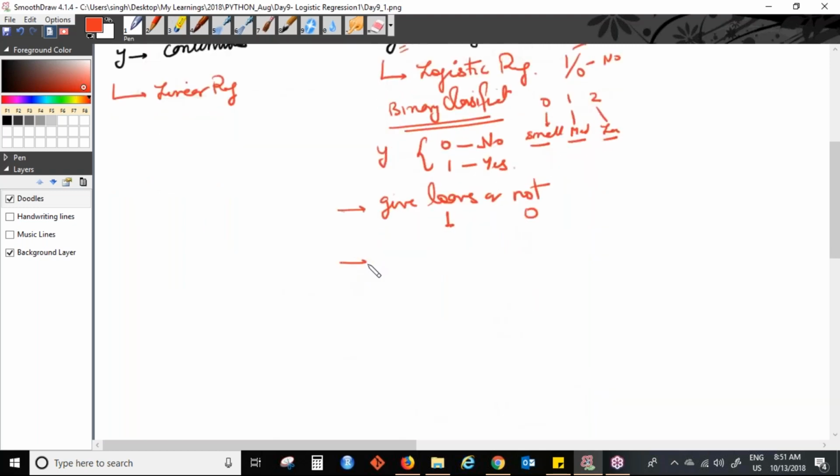The other example is whether a customer will churn or not. Customer churn: 1 or 0. 1 means yes, they will churn; 0 means no, they will not churn. If a telecom company, let's say Airtel, gets to know in advance which customers are planning on moving to a different telecom operator, they can give some offer and try to retain the customers. This is where churn models are very helpful.